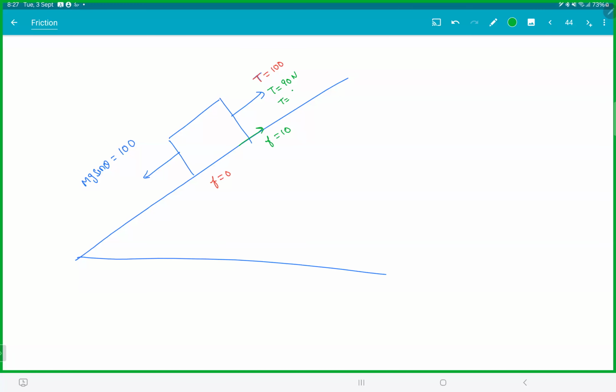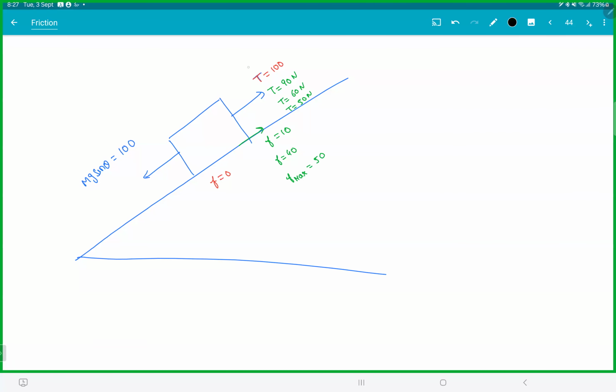What if tension is 60 newtons? Then how much will I give? Friction will give you 40. What if my tension is 15 newtons? Then I will give you the maximum value, 50. You're getting it? Depending on how much mass you keep on the right hand side, friction will adjust its value. Friction will not always give 50.